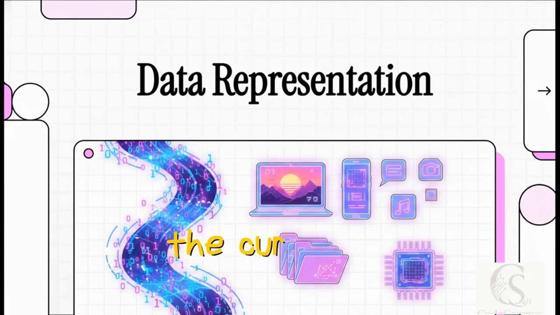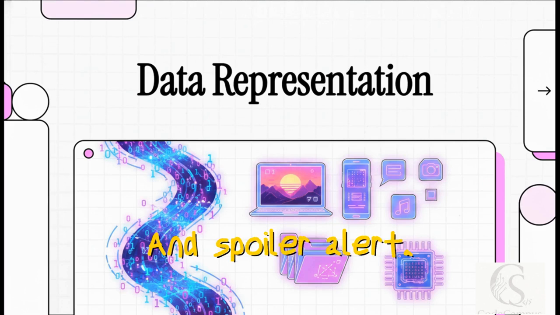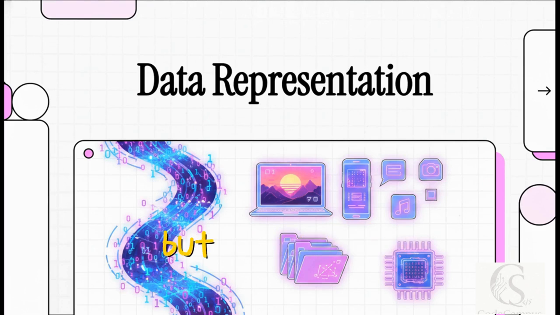Today, we're pulling back the curtain on the secret language of computers. We're going to peel back the layers of your screen, your apps, your files, and look at how computers actually see the world. And spoiler alert, it's not in images or text, but in a simple, elegant system of ones and zeros. So, let's dive in.